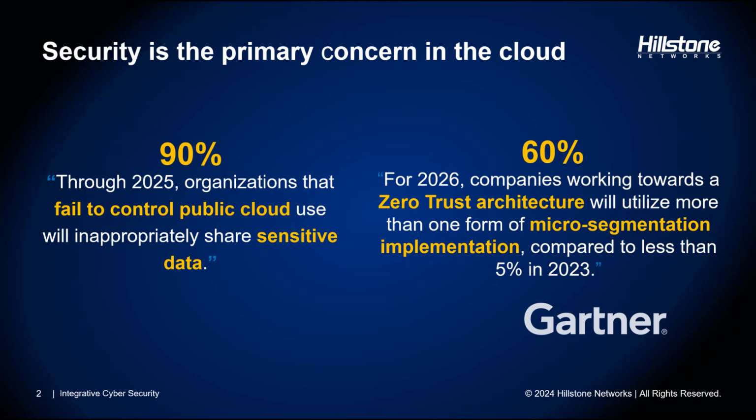Looking ahead to 2026, we see a paradigm shift in cybersecurity strategies. With the widespread adoption of zero-trust architecture, studies suggest that approximately 60% of companies striving towards a zero-trust framework will deploy more than one form of micro-segmentation implementation by this time. This represents a significant leap from the mere 5% observed in 2024.